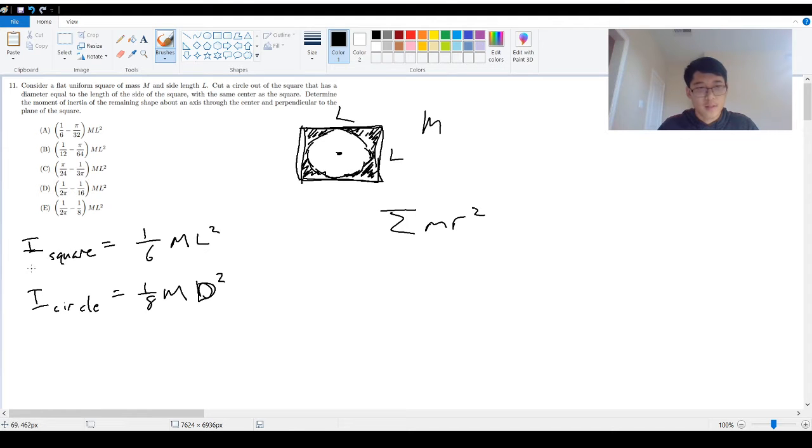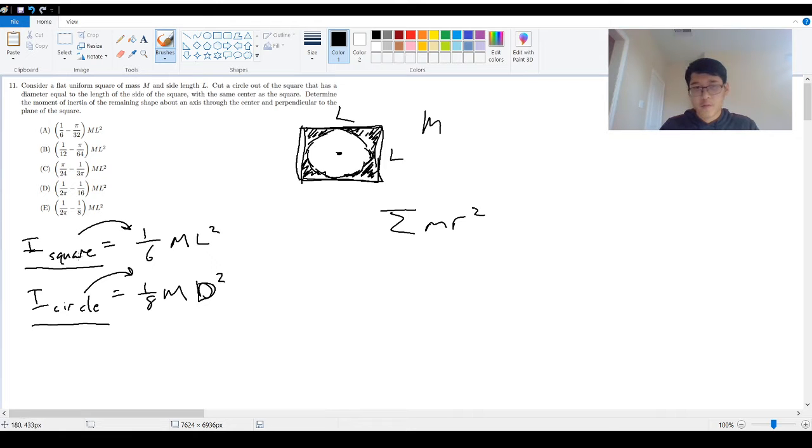So I think actually the easiest way to do this problem is to memorize, if you have already memorized, the moment of inertia of the square and moment of inertia of a circle. These you can find on Wikipedia. Just search up moment of inertia of common objects and you can go through and memorize as many as you can. So this is what the moment of inertia of a square is, and this is what the moment of inertia of a circle is, straight from Wikipedia.